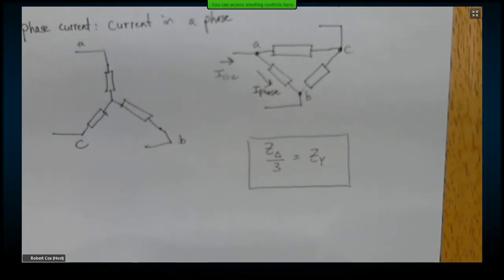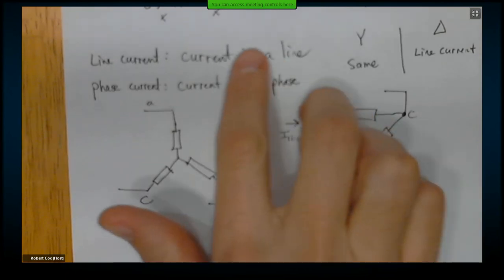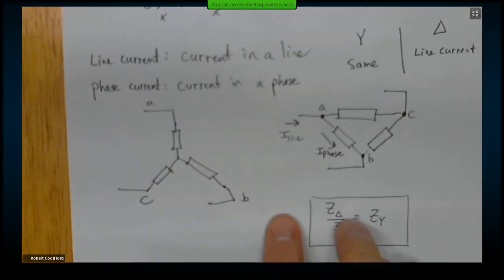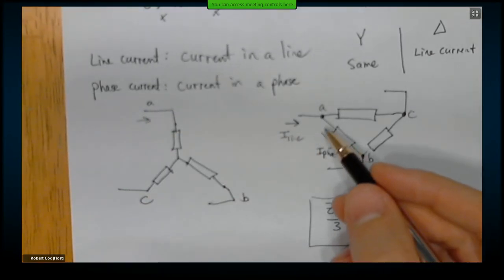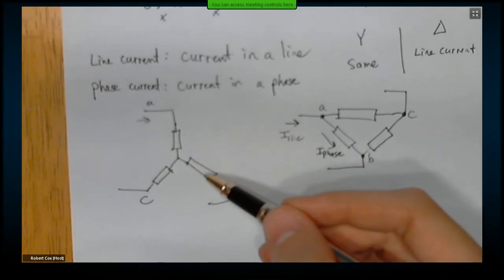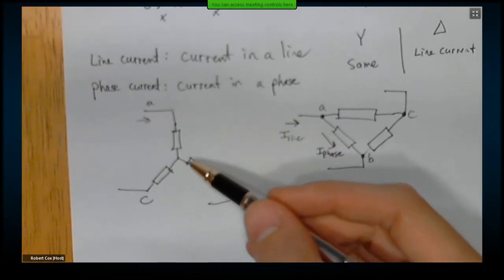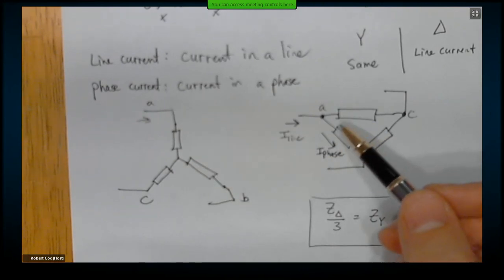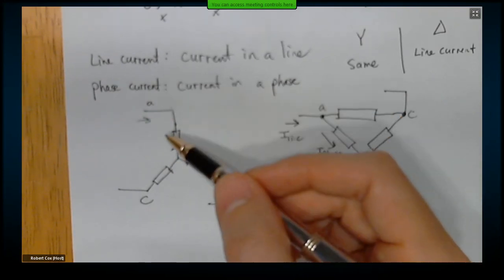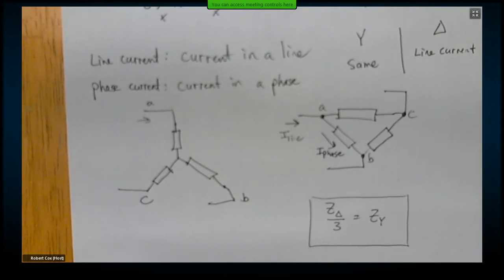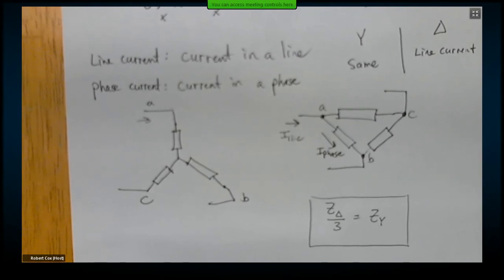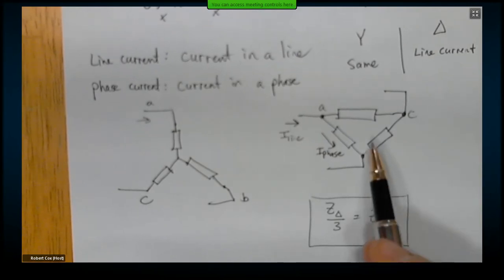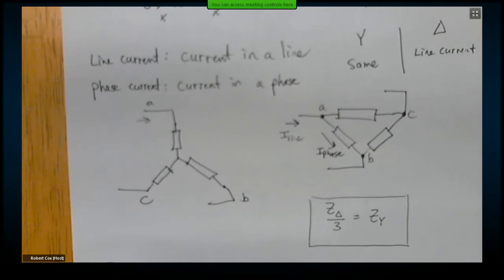We've got to be a little bit careful though with deltas. Line current is the current in a line, and phase current is the current in a phase, and we said a phase is basically one of these impedance branches, one of these three. Here in the Y connection, the line current and phase current are the same. Here, they're not. So how do we relate them? Let's look specifically here.